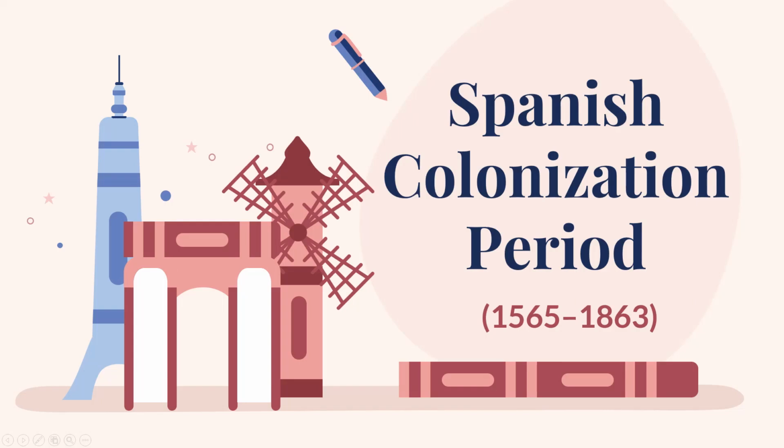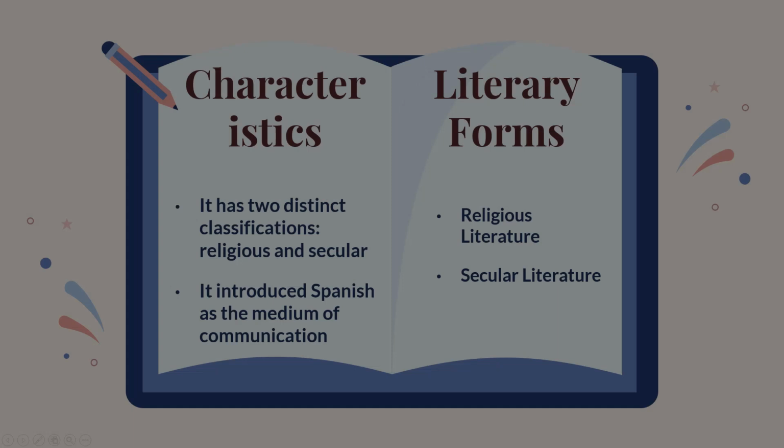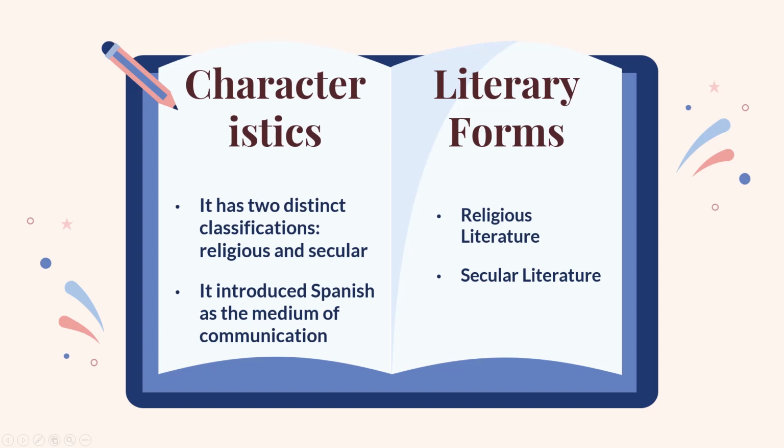The second one is the Spanish Colonization Period, from 1565 to 1863. The literature has two characteristics in this period. The first one, it has two distinct classifications, the religious and secular, and it introduced Spanish as the medium of communication. The literary forms under this period are religious literature and secular literature, or the non-religious literature.